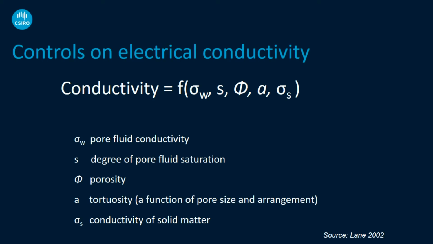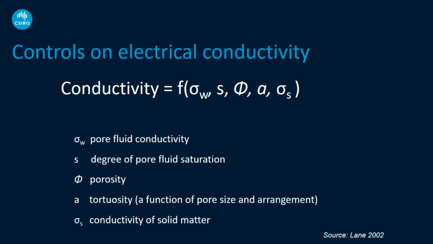It's not too much, just a couple of slides. Richard Lane wrote this down as a functional form for what conductivity means in Earth systems. So conductivity is some function given to you by the pore fluid conductivities, degree of pore fluid saturation, the porosity of the material, the matrix that hosts the groundwater, a tortuosity function, which is a function of the pore size and the arrangement of the pores, and the conductivity of the solid matter that you measure.